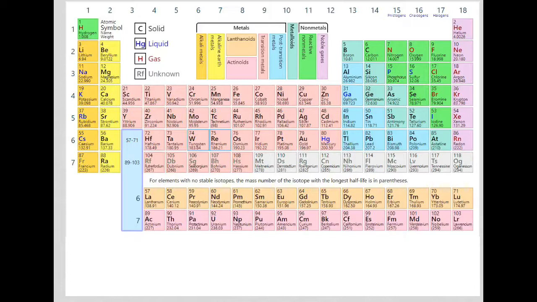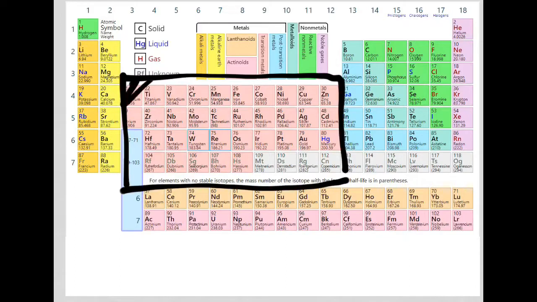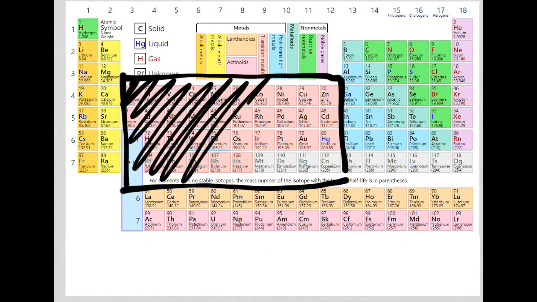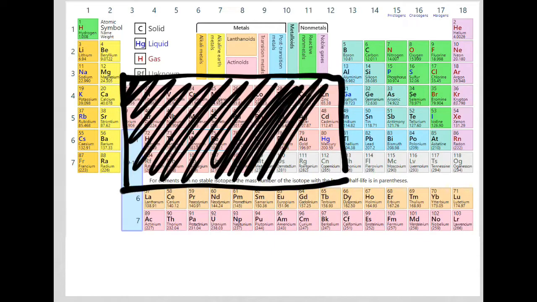So for the purposes of this, we're really not going to discuss anything in this area. And while it's important to know that the transition metals do form ions, it gets a little bit more complicated, and so we're not really going to talk about them right now.